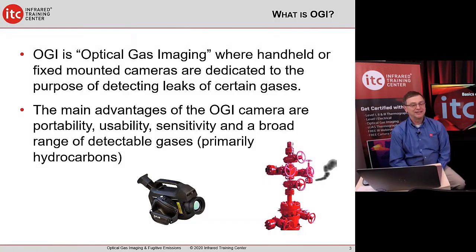So what is OGI? OGI stands for Optical Gas Imaging, and that's where we use either handheld or fixed mount cameras, which are dedicated to the sole purpose of detecting leaks of certain gases. Yes, they can do much more than that. They can measure temperature. One common question we always get is, can I use my OGI camera to do a regular inspection? Absolutely, but these are always filtered for a specific gas. And the main advantages of OGI cameras are their portability, usability, sensitivity, and the broad range of gases that can be detected. Now, these are primarily hydrocarbons, but there are others such as carbon dioxide and sulfur hexafluoride. We make a variety of cameras.